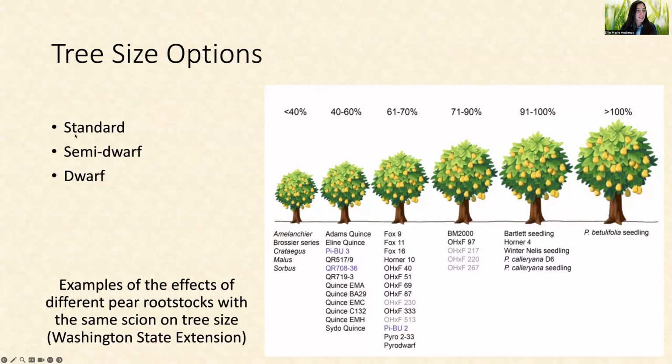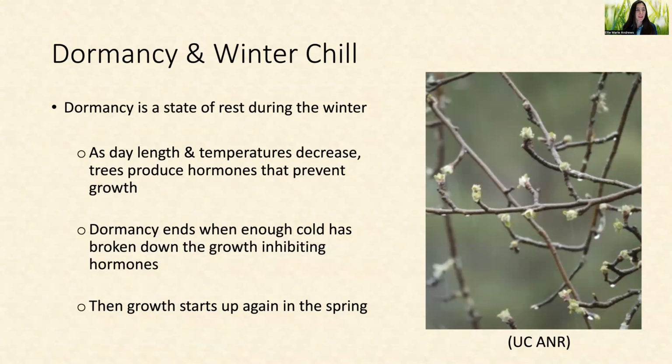And so getting more into tree size, this could be standard, semi-dwarf, or dwarf. And here are examples of the effects of different pear rootstocks with the same scion on tree size. So this just really nicely illustrates that there are often more than two options. There's often a lot of different options out there, and it's worth exploring what makes sense for your context and your goals.